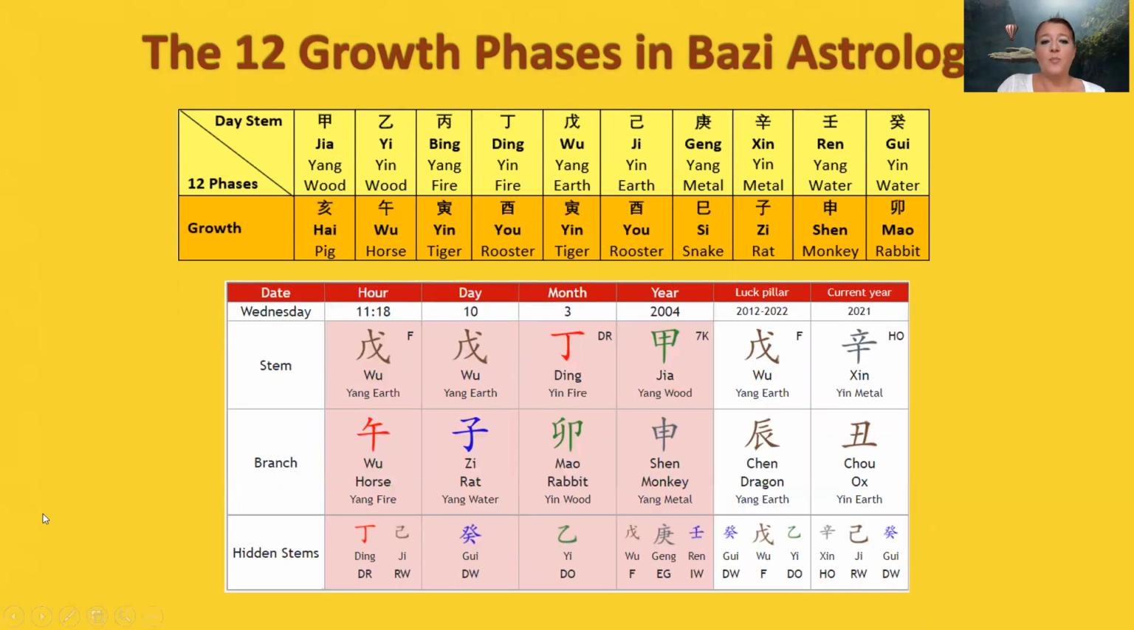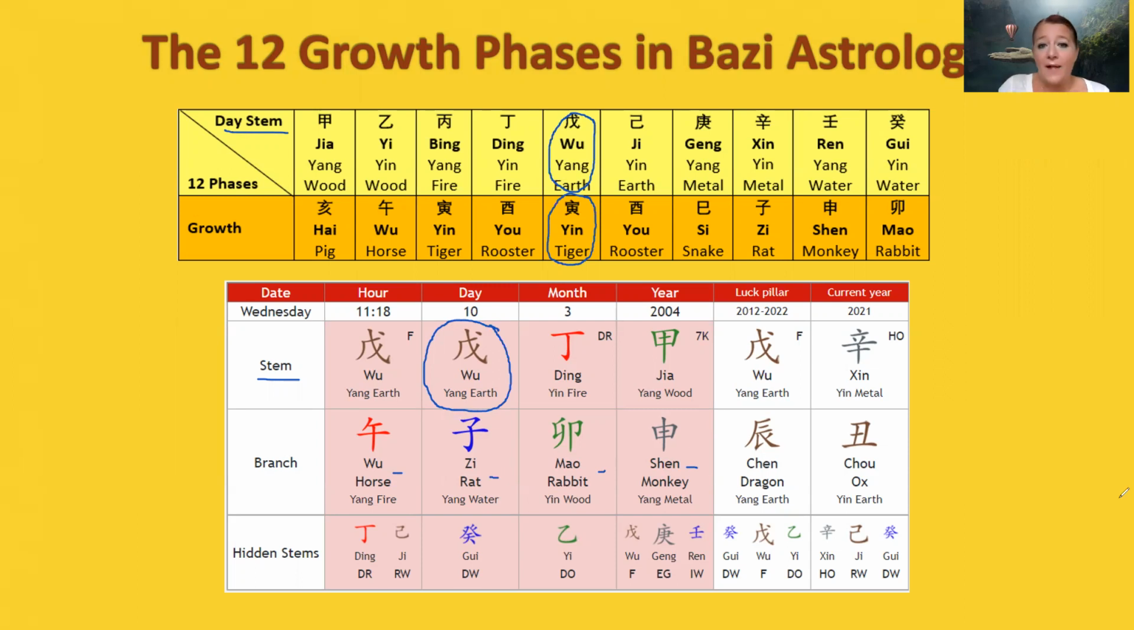So this is another example. This is another chart. Again, the first thing we look at is what stem do we have here in the day? This one is called Wu Earth. This is the stem in the day. Then again, you check the table on top. Where do you have Wu? Here. And for Wu Earth, the growth phase would be in the tiger, hidden inside the tiger. Now you check, does this person have the tiger anywhere in the chart? And the answer is no. There's a monkey, there's a rabbit, there's a rat, and there's a horse. So this person does not have the first phase, the growth phase, in their natal chart.